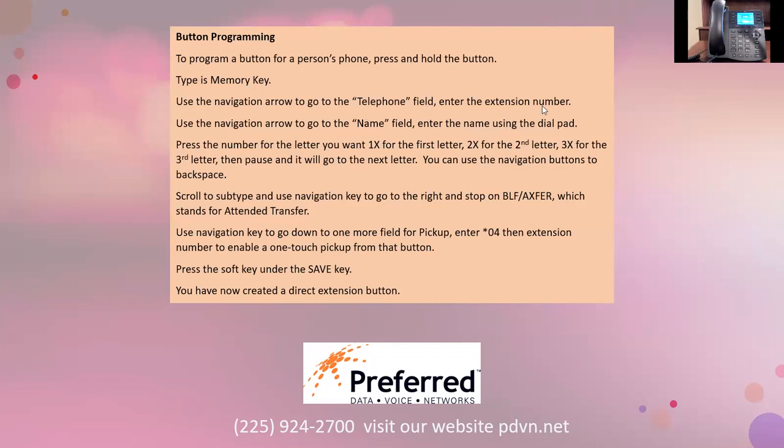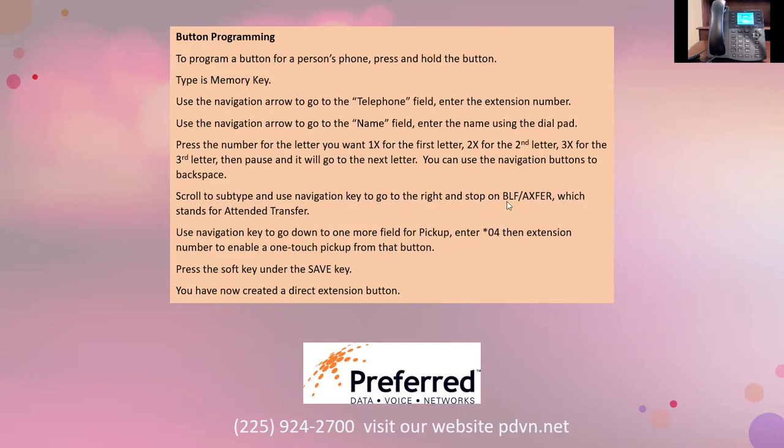You're going to go to telephone field, enter the extension number, go to name field and enter the name using the dial pad. And I call that like old school texting. So you're going to press the number for the letter you want, 1 time for the first letter, 2 times for the second letter, 3 times for the third letter. And you can use the navigation buttons to backspace. You're going to scroll using your navigation button down and use to go to the right and stop.